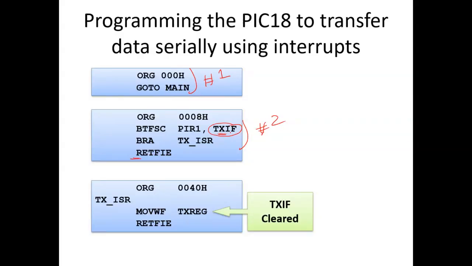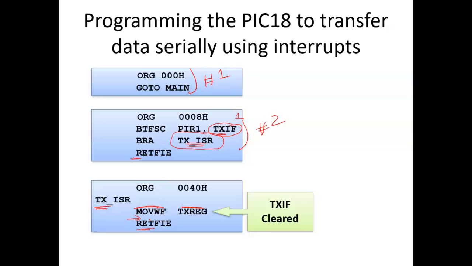But if this bit is 1, if the flag is 1, that means the previous byte is already sent. So here we have to use goto TXISR, and in the TXISR we have to send the next byte. Now, this is the TXISR. What do you have to do? If the flag is 1, we have to send the data to the TX register. So movwf TX register and then return.